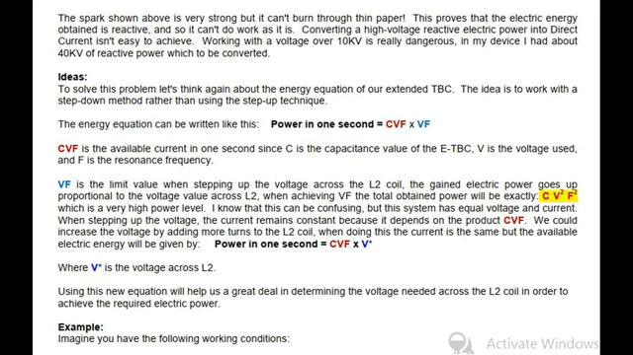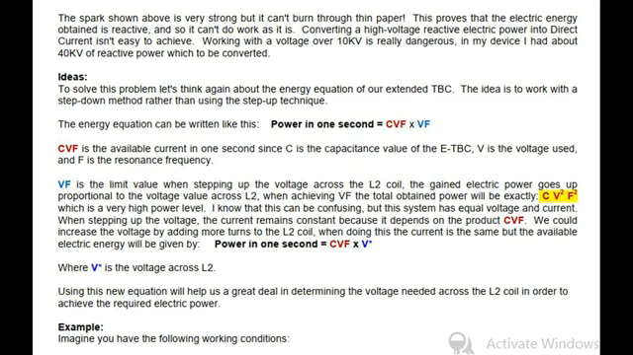We could increase the voltage by adding more turns to the L2 coil. When doing this, the current is the same but the available electric energy will be given by power in 1 second equals CVF times V*, where V* is the voltage across L2. Using this new equation will help us a great deal in determining the voltage needed across the L2 coil in order to achieve the required electric power.